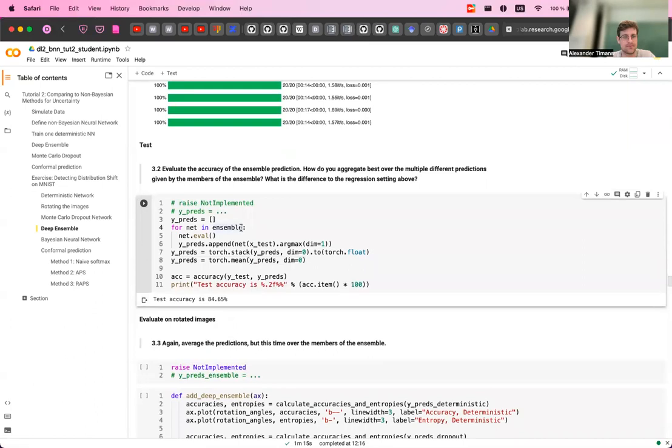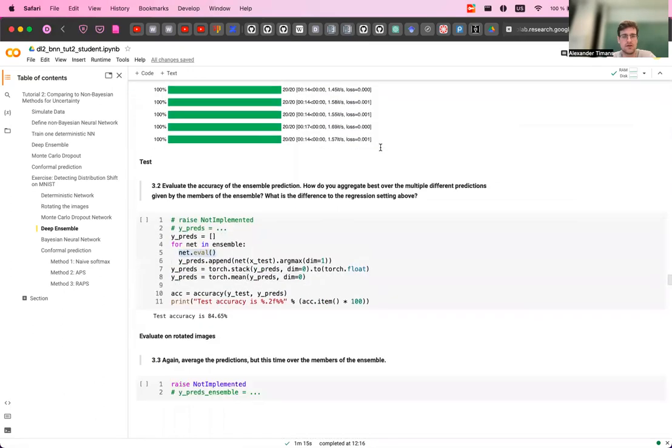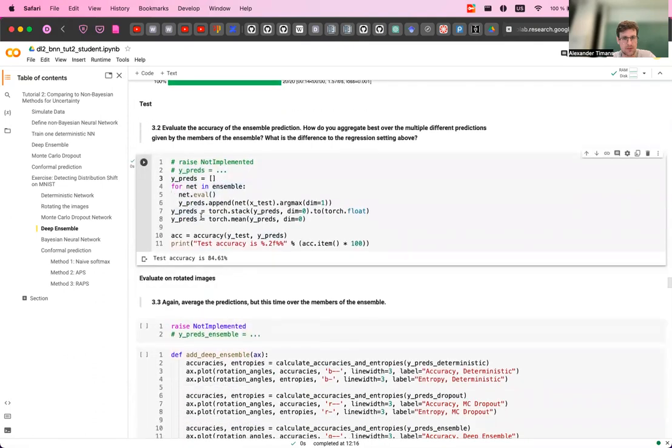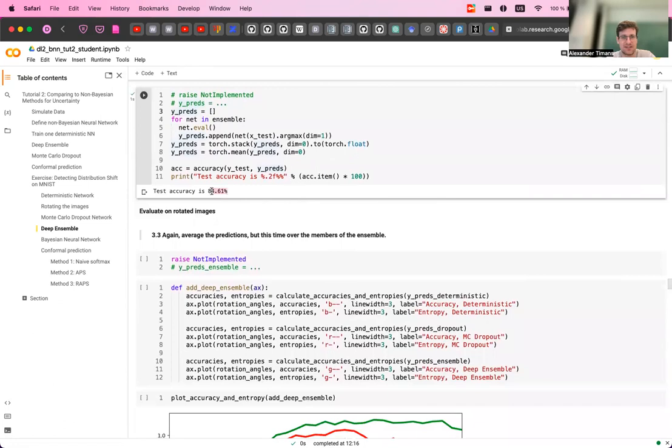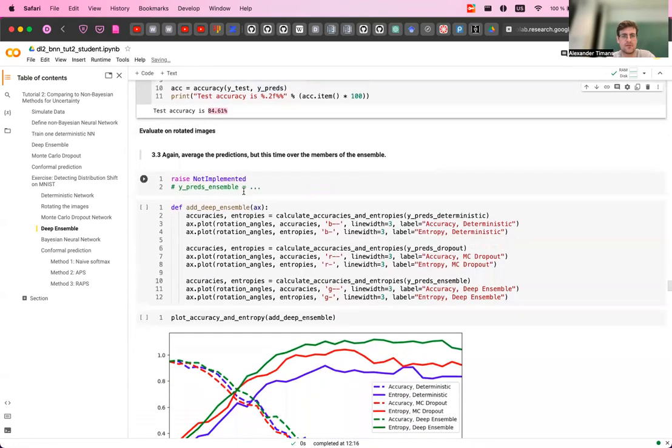All right. And then obviously now we don't use dropout, so we set our networks into evaluation mode again. In this case, it doesn't change anything because we don't have dropout activated, so it doesn't really matter. And then we append our predictions here. Let's see. In this case, our ensemble is surprisingly low, because you would expect an ensemble to improve, but okay.